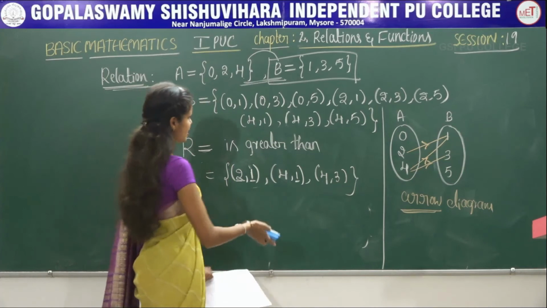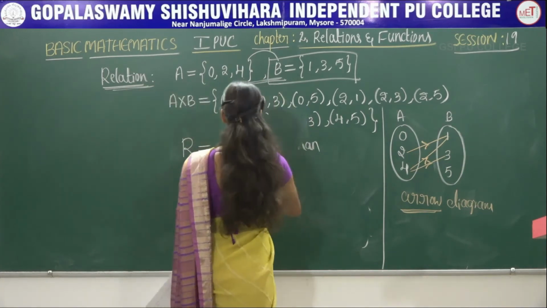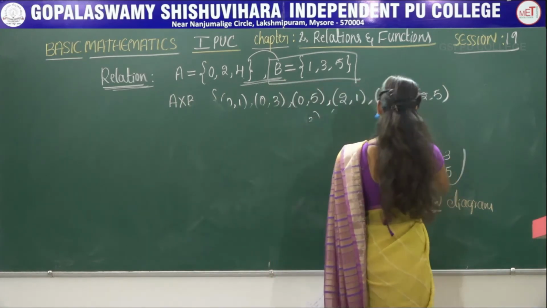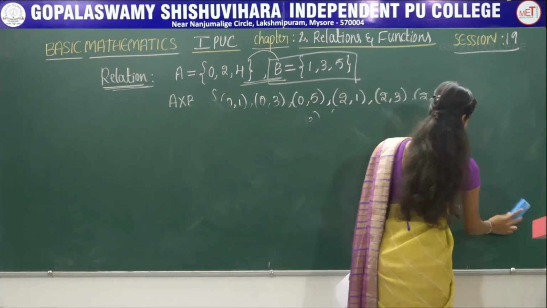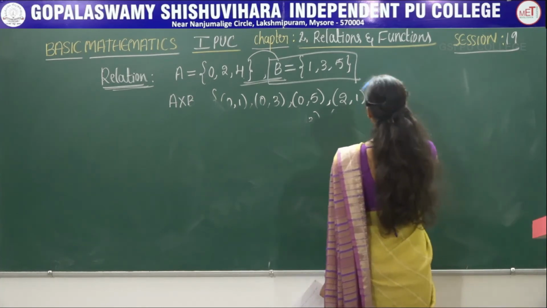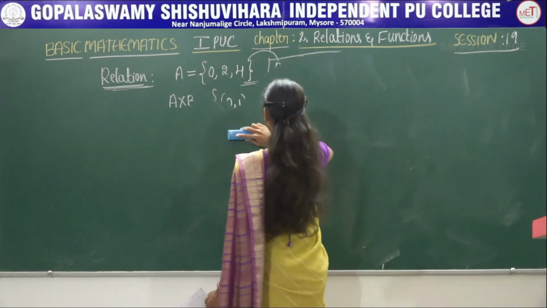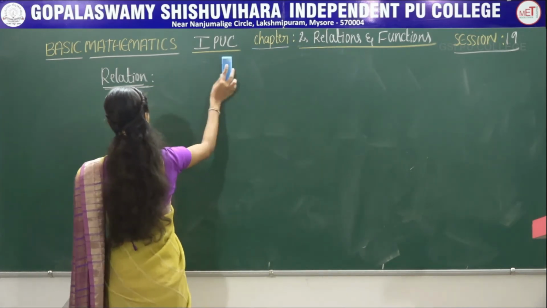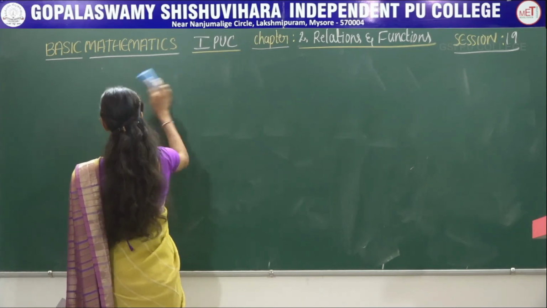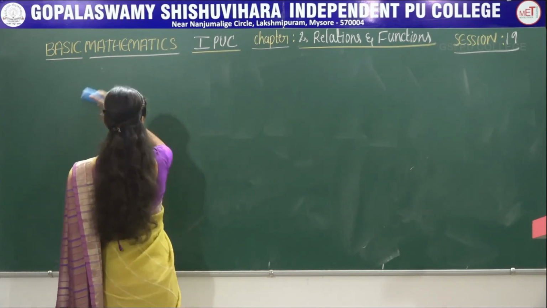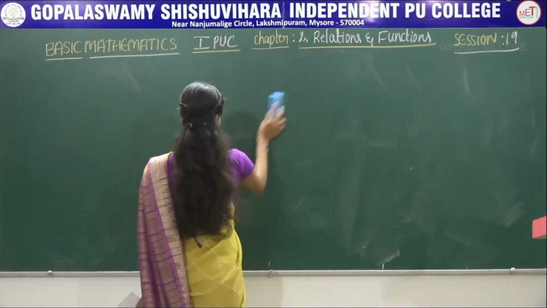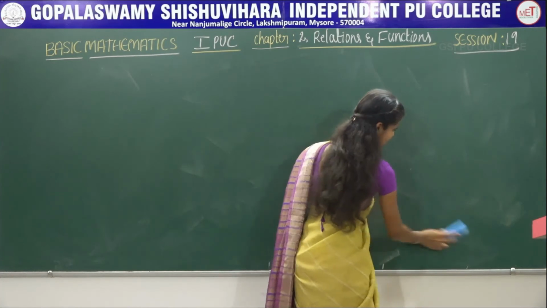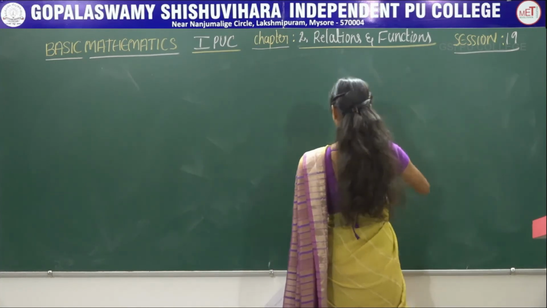Okay. Now let us discuss some examples. And also we discuss in this class image. The second element is called the image of the first element. The first element is called the pre-image of the second element. And the number of relations from A to B means the number of subsets in A cross B. So the formula to find the number of relations from A to B is the number of subsets in A cross B, that is equal to 2 to the power of n.